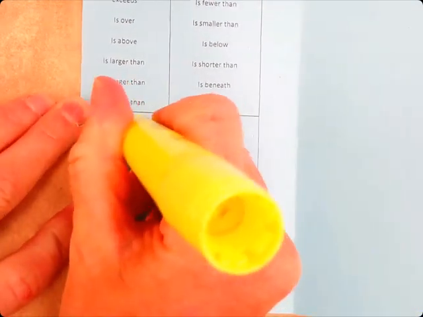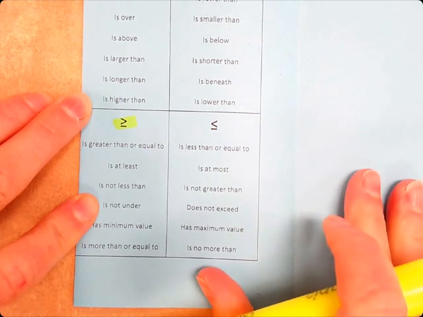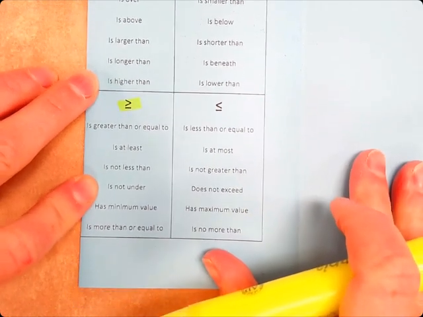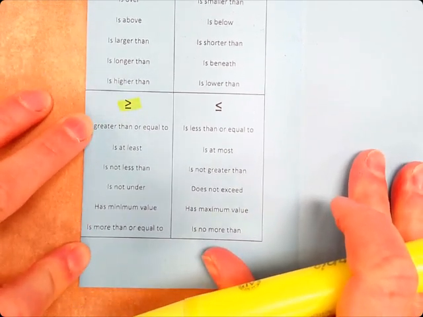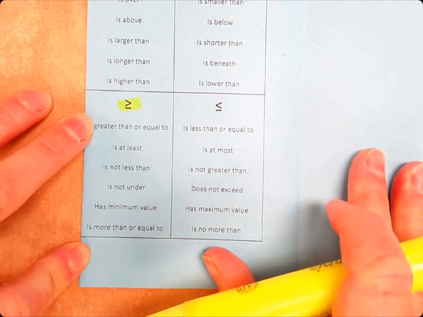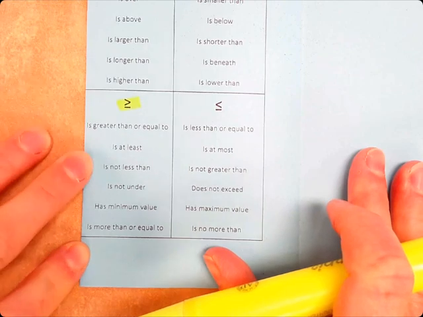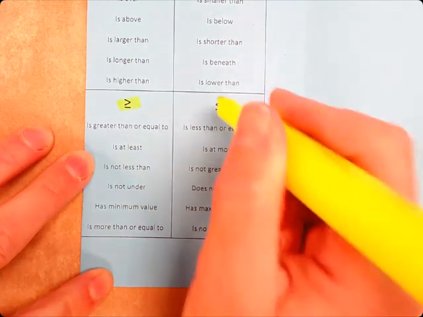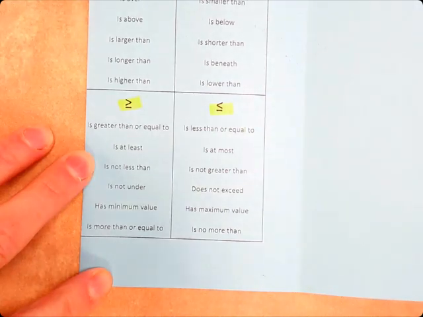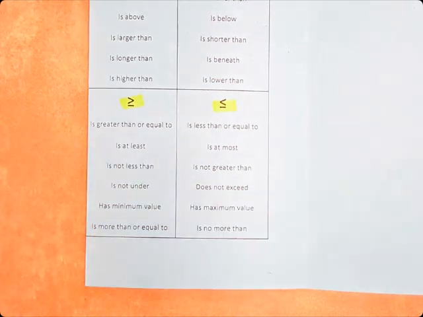Greater than or equal to, is at least, is not less than, is not under, has minimum value, is more than or equal to. Then less than or equal to, is at most, does not exceed, has a maximum value, is no more than.